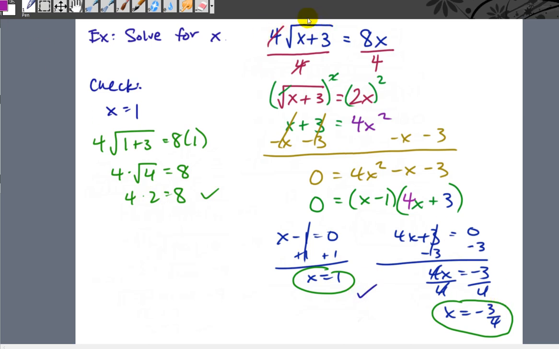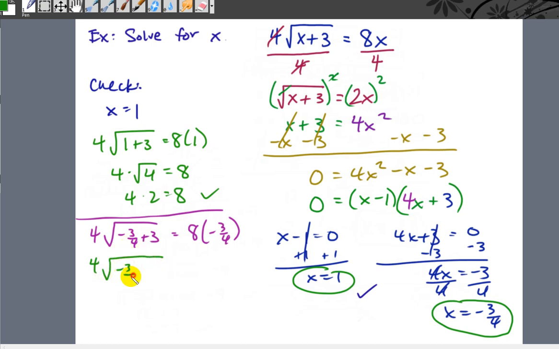Let's see if we try the other one. Let's plug this back in. So we get 4 times the square root of negative 3 over 4 plus 3 equals 8 times negative 3/4. This is where the math gets kind of fun. On the right side, 8 times negative 3 is negative 24, and negative 24 divided by 4 is negative 6. So we have to see if we get negative 6 somehow. Based off this, I don't think that's going to happen.